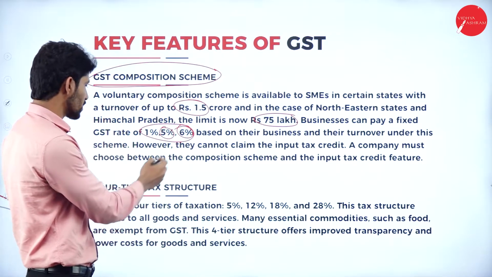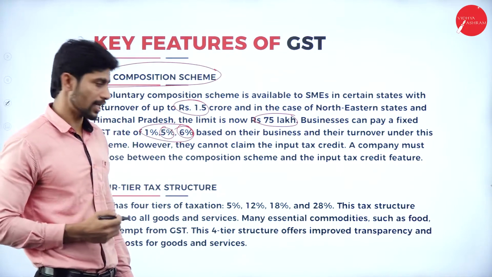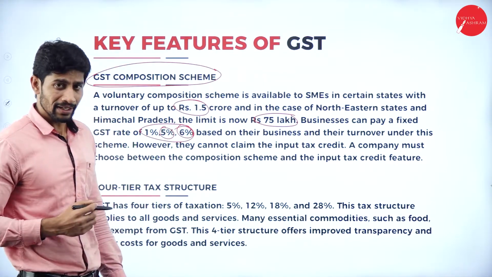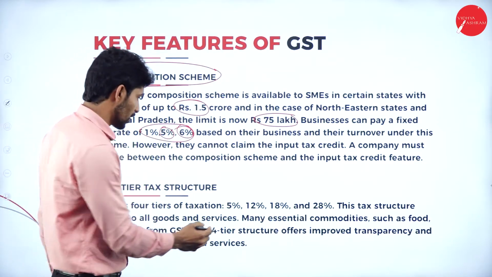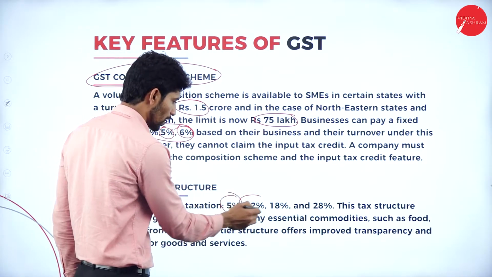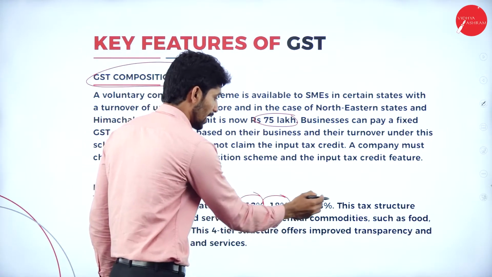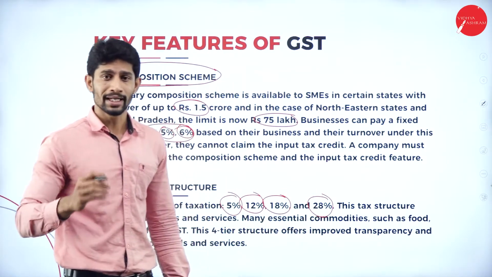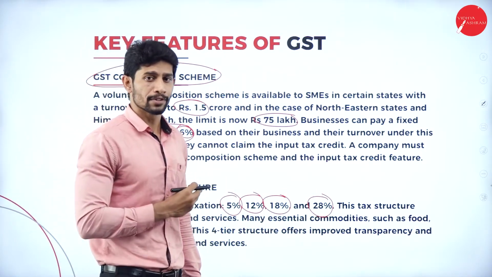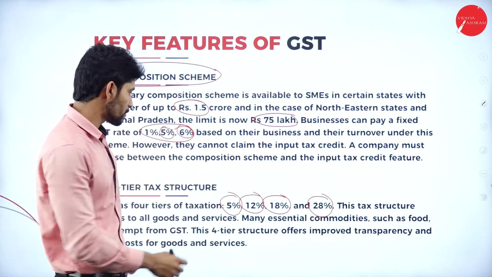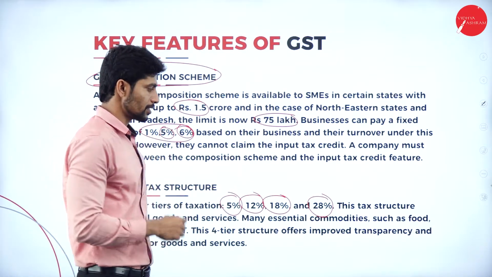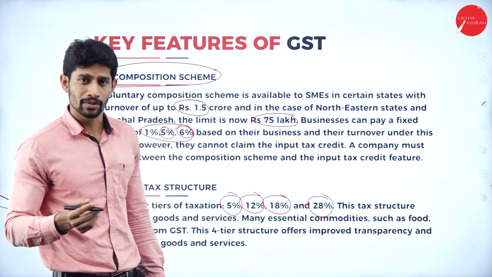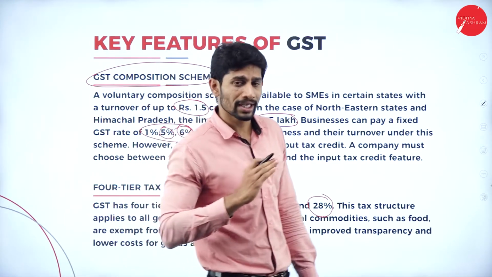Next, four-tier tax structure. So what is this four-tier tax structure? In India, we have only four rates, that is 5%, 12%, 18% and 28%. So mainly we have four slabs under GST. Which are those four slabs? 5%, 12%, 18%, 28%. No other tax rates.